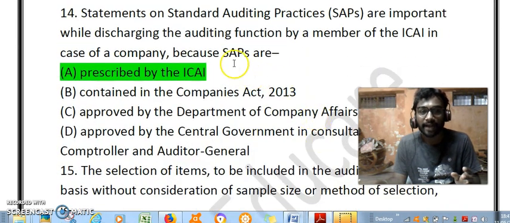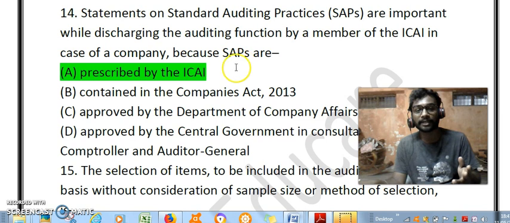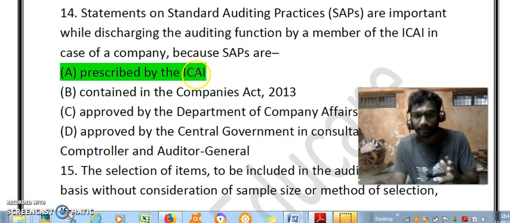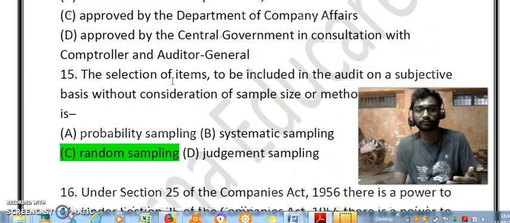Statement of standard auditing practices are important while discharging the auditing function by a member of the ICAI in case of a company, because standard auditing practices are prescribed by the ICAI. All these standard auditing practices have been prescribed by the ICAI. So for that purpose, it is really important while discharging the auditing function.